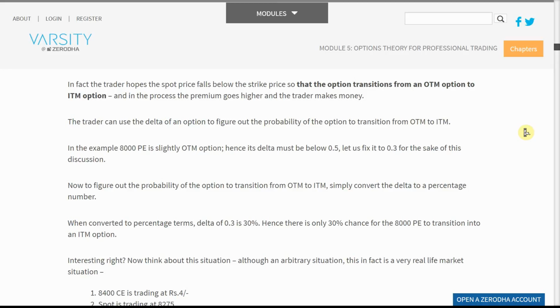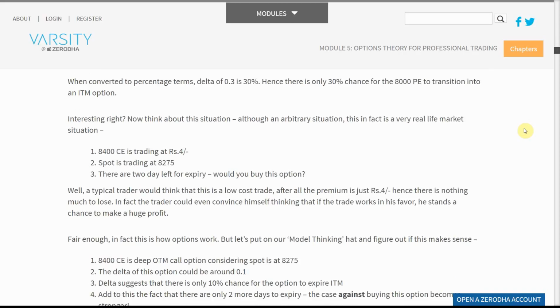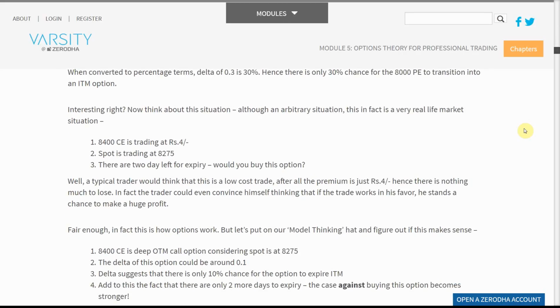Delta suggests that there is only a 10% chance for the option to expire ITM. Add to this the fact that there are only 2 more days to expiry, the case against buying this option becomes stronger. A prudent trader would never buy this option. However, don't you think it makes perfect sense to sell this option and pocket the premium?